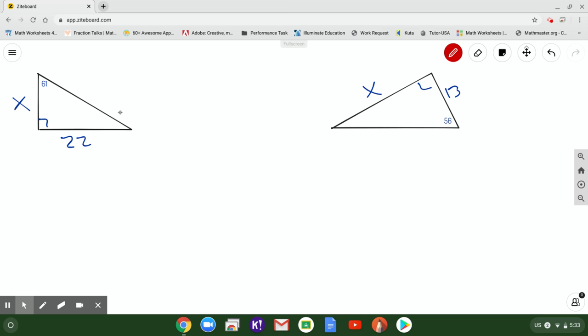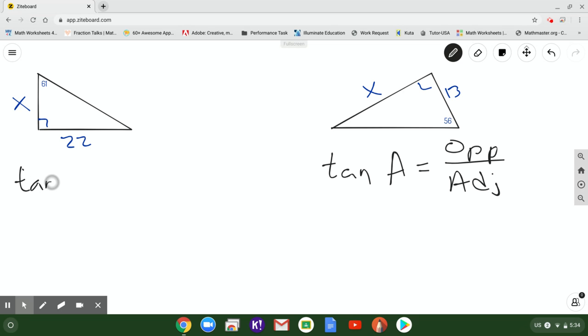So first I'm going to start with this one over here. You'll see why in a second. So first I'm going to write out what I'm going to do here. So the tangent ratio is tangent of any angle is the opposite leg over the adjacent leg. So just always remember that. That's always going to be true. Same thing over here. Tangent of any angle is equal to opposite over adjacent.